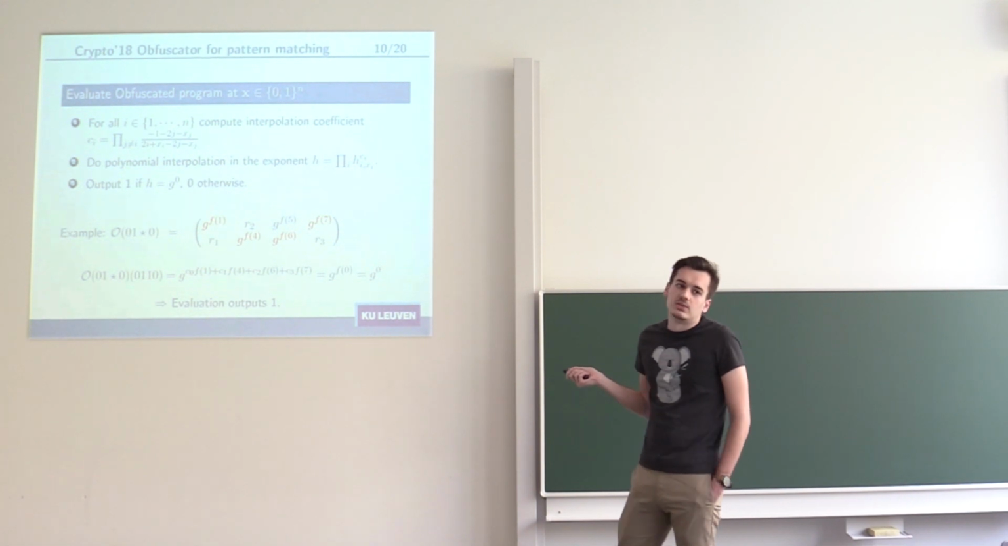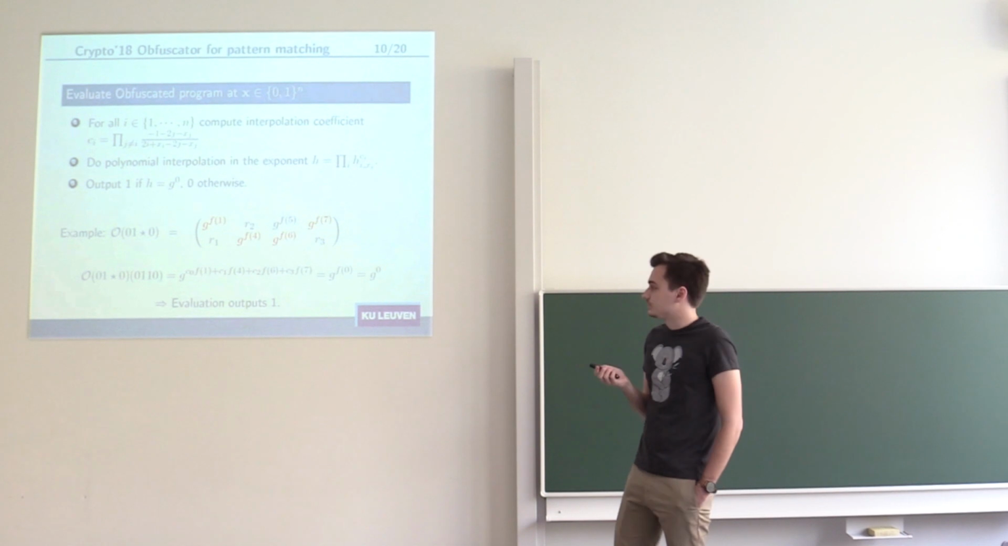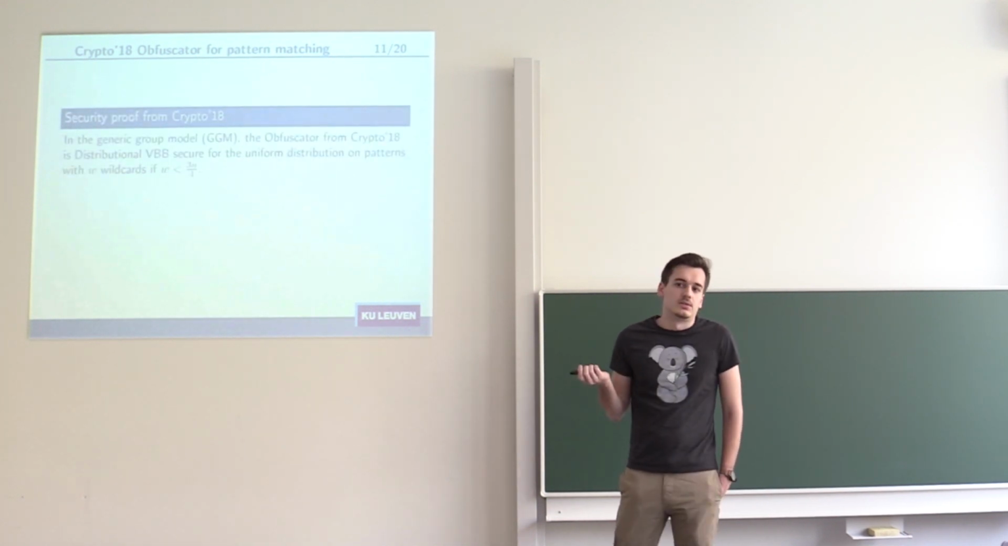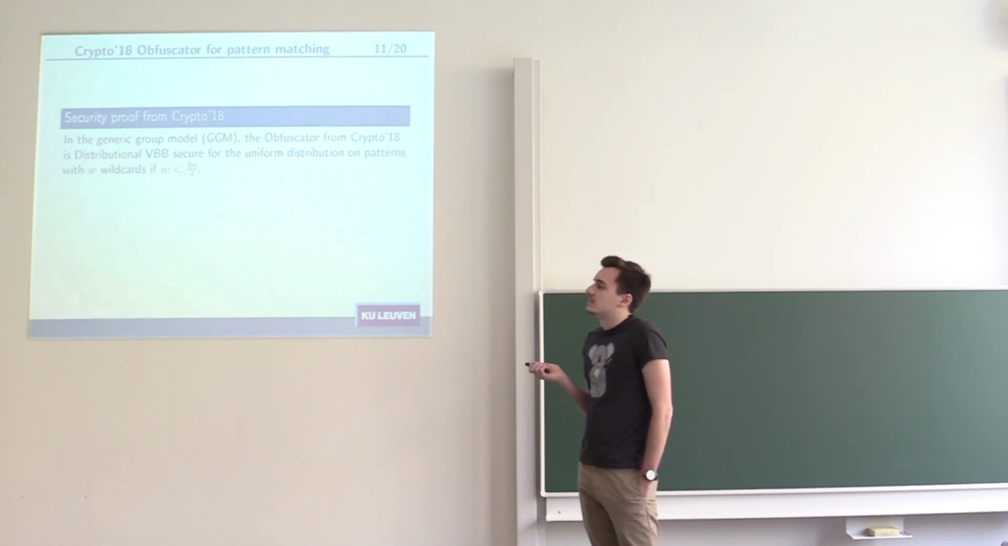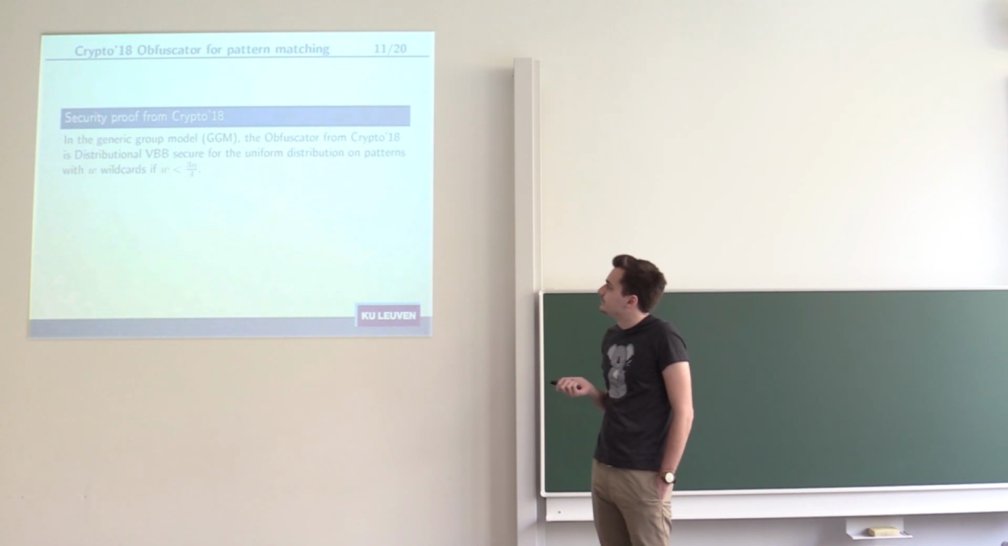And so this will not be equal to the identity element with overwhelming probability. So that's how it works. And the question is, is this secure? And this is the statement that they proved in the paper, the Crypto 18 paper.